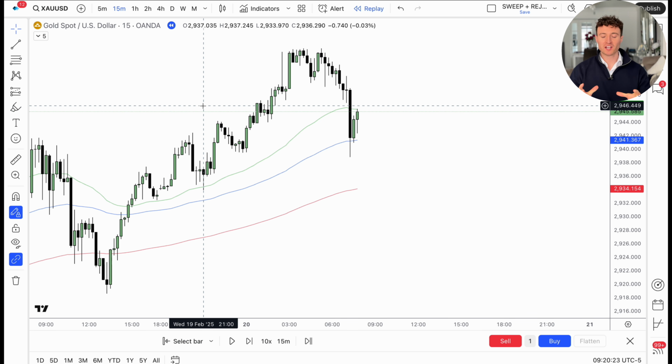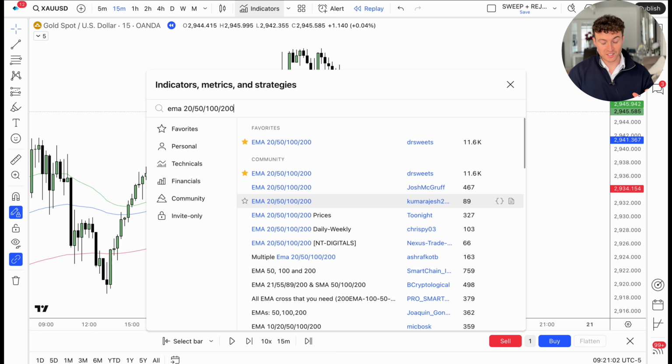Okay, so this right here is gold on the 15-minute time frame. However, everything I've just taught you is absolutely useless unless you understand directional bias. That basically means, are we looking for longs or are we looking for shorts? We can simply identify directional bias in an objective framework by using this indicator right here. It's by Dr. Sweets, and it's the 50, 100, and 200 EMA.